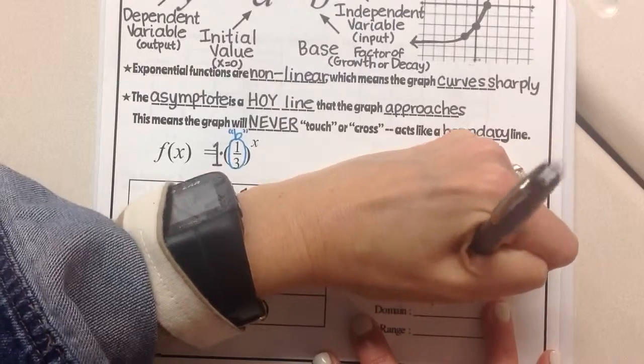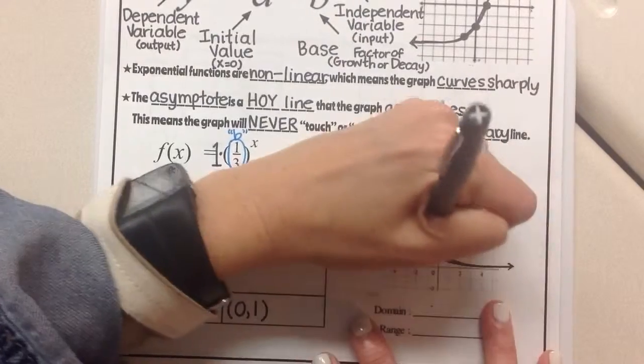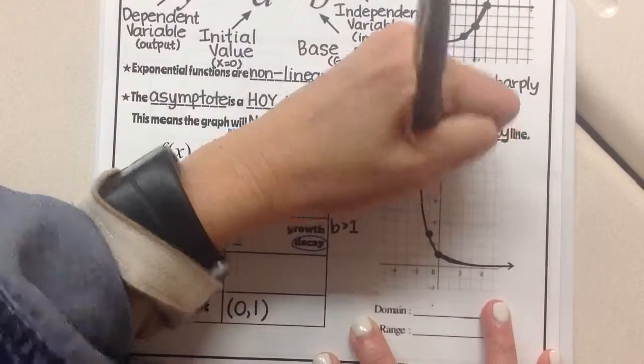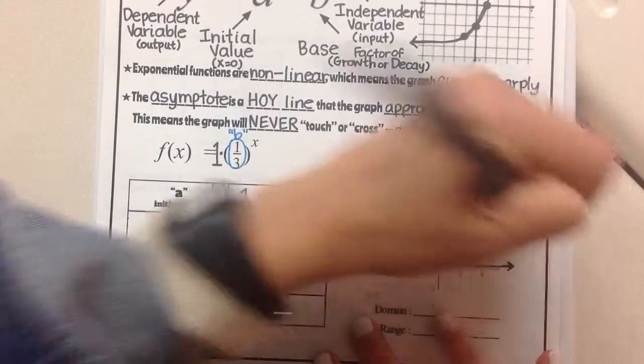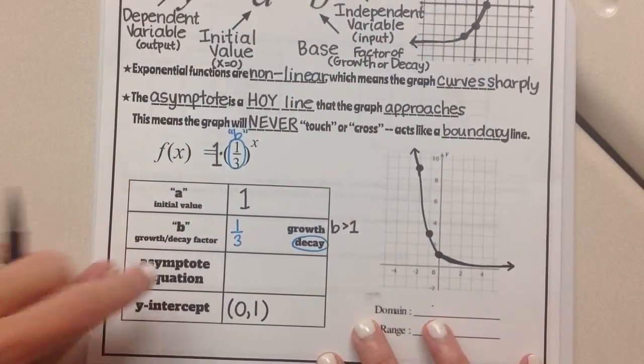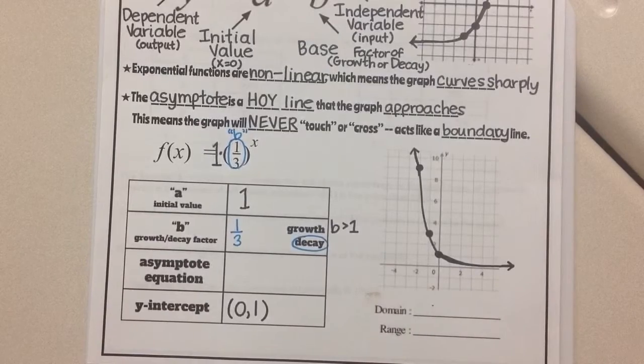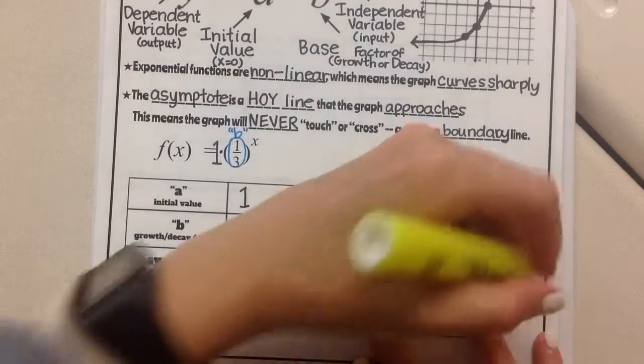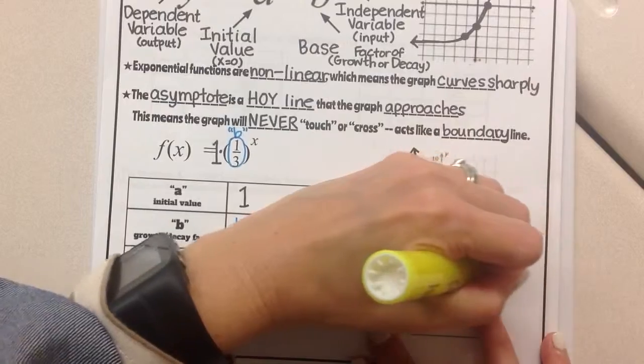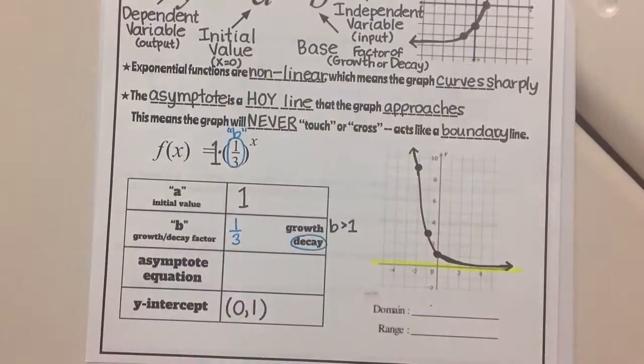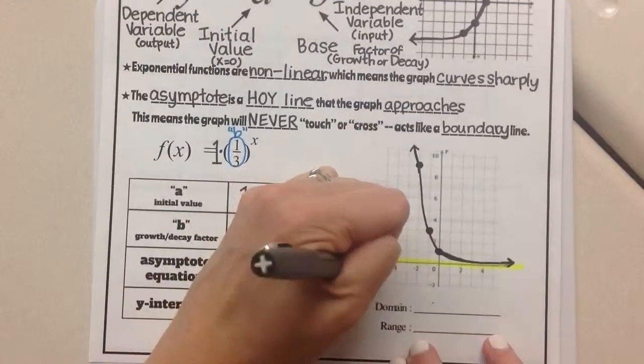Now I want to be careful. I want to make sure that my graph does not touch the x-axis because of this special boundary line, the asymptote. I'm actually going to highlight the x-axis because that's where my exponential function is flattening out. And I'm going to write on here asymptote.